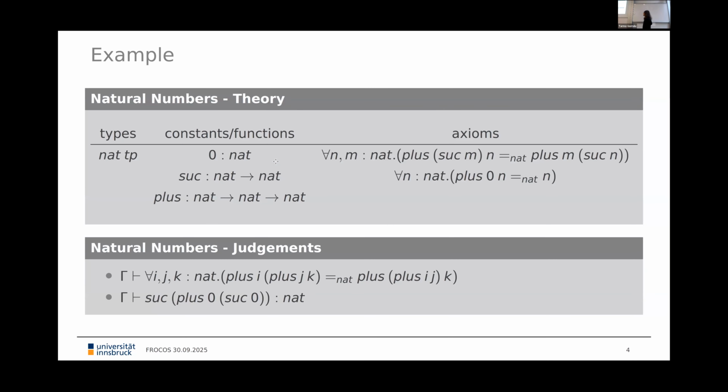A very small example, we can then encode the natural numbers in our theory by saying, okay, we have a type of natural numbers, we have constants, 0, the successor function, plus, with very simple defining equations for successor and plus. And then we can make judgments. For example, we can prove that plus is associative, or that the successor of plus 0, successor 0 is a natural number. This would be easy to show. Okay, so we all know this.